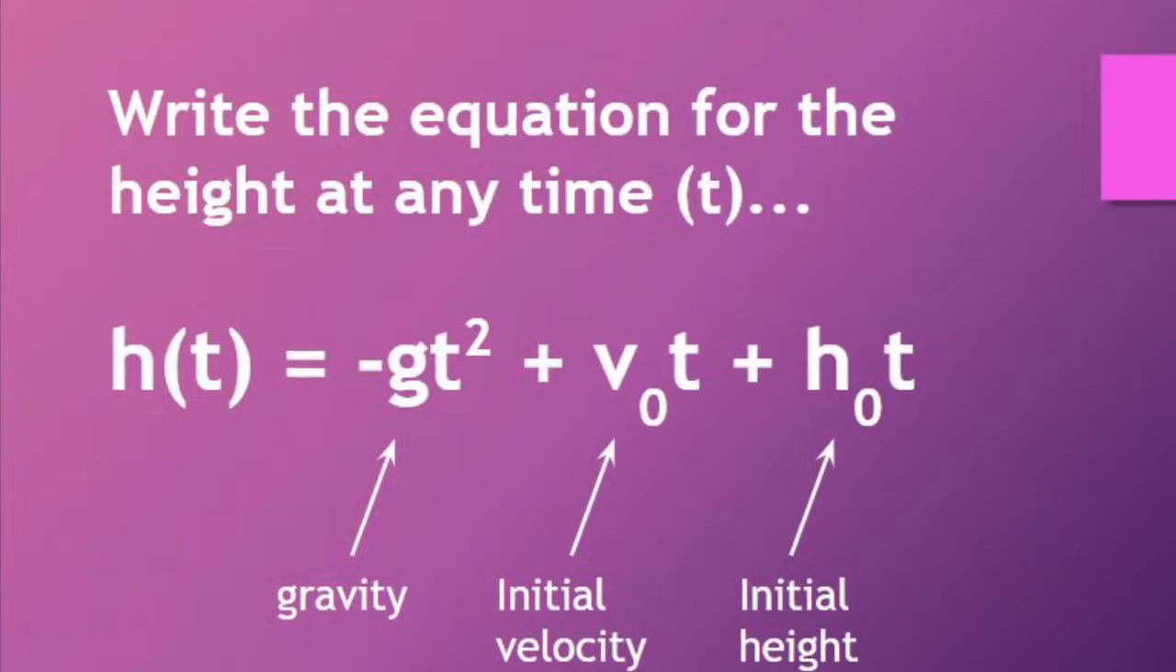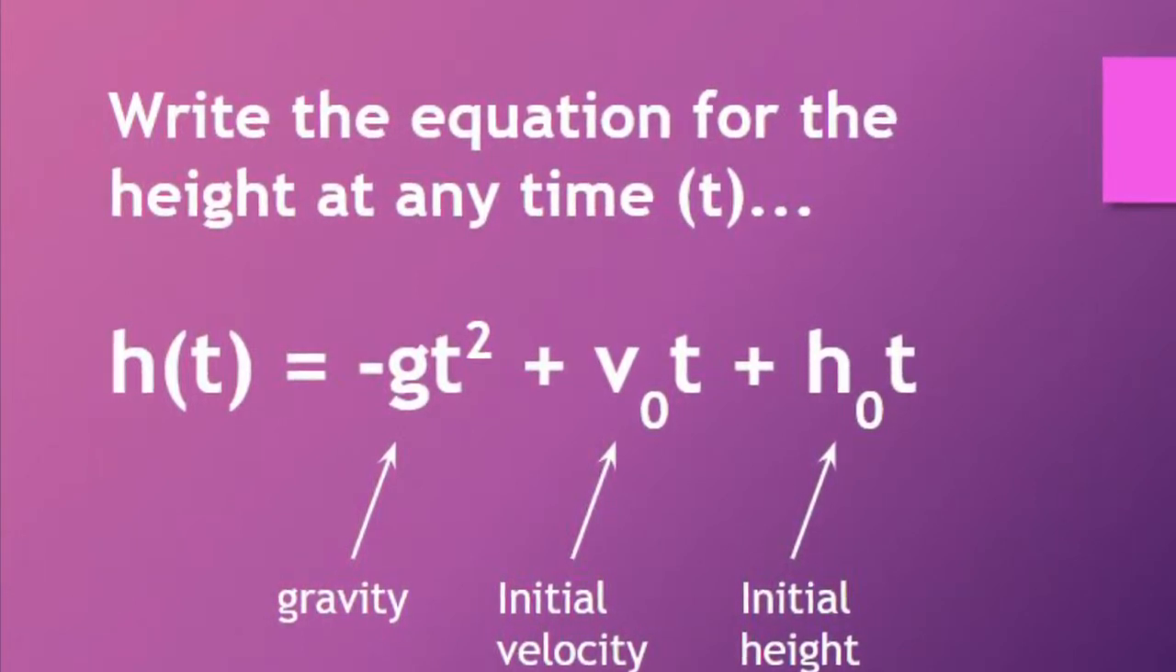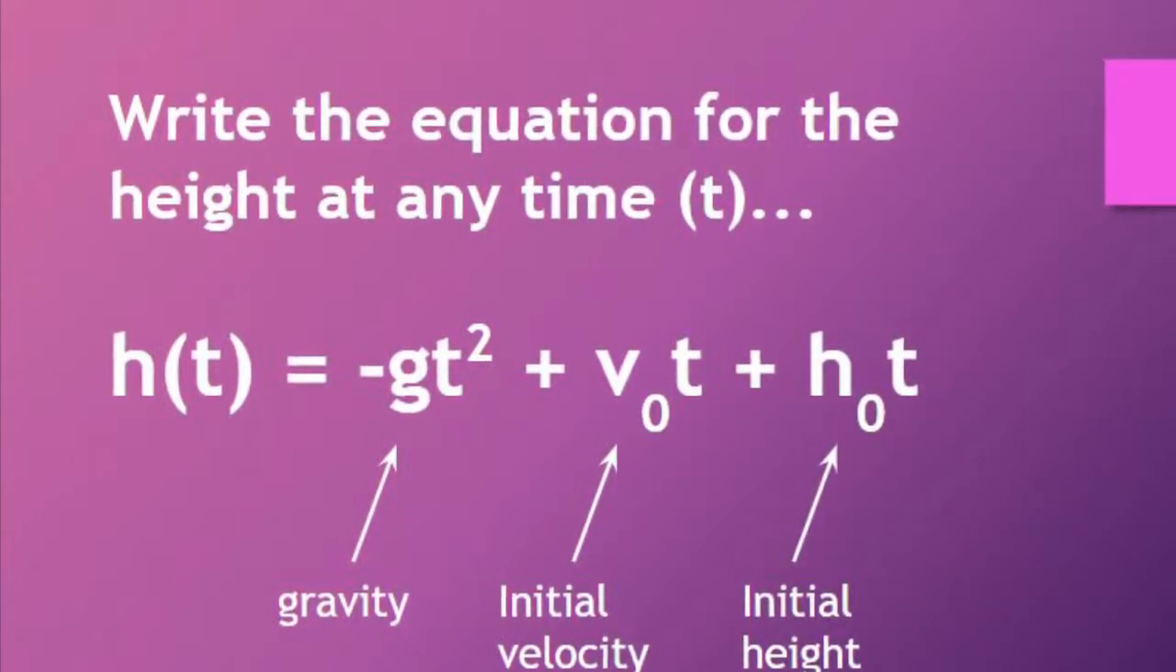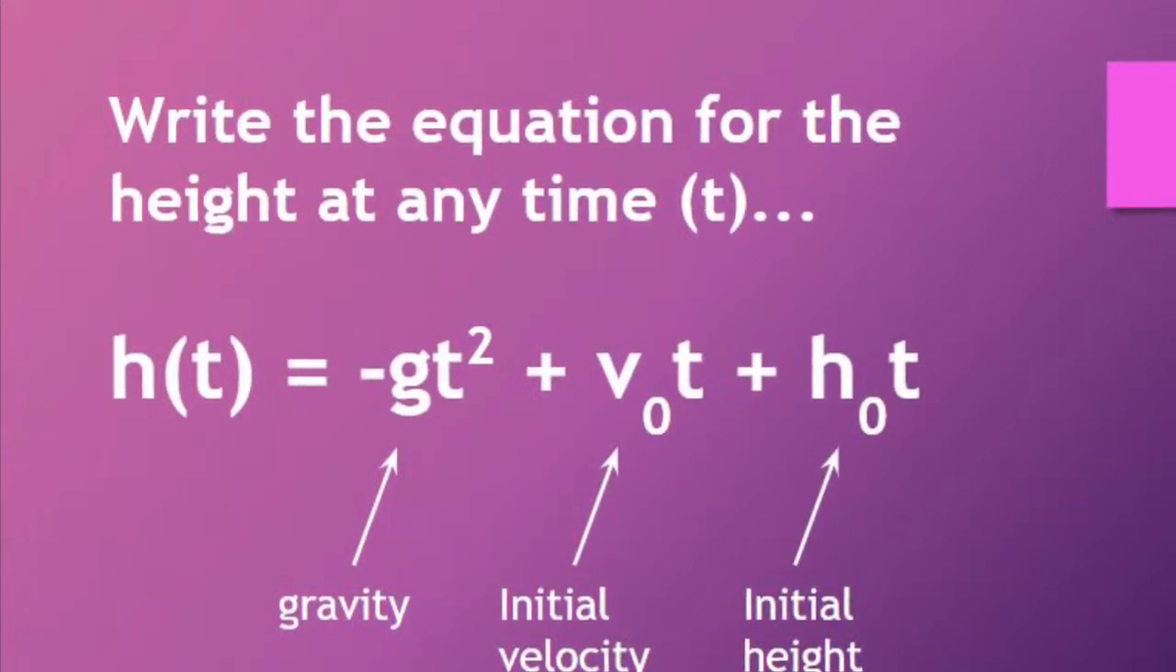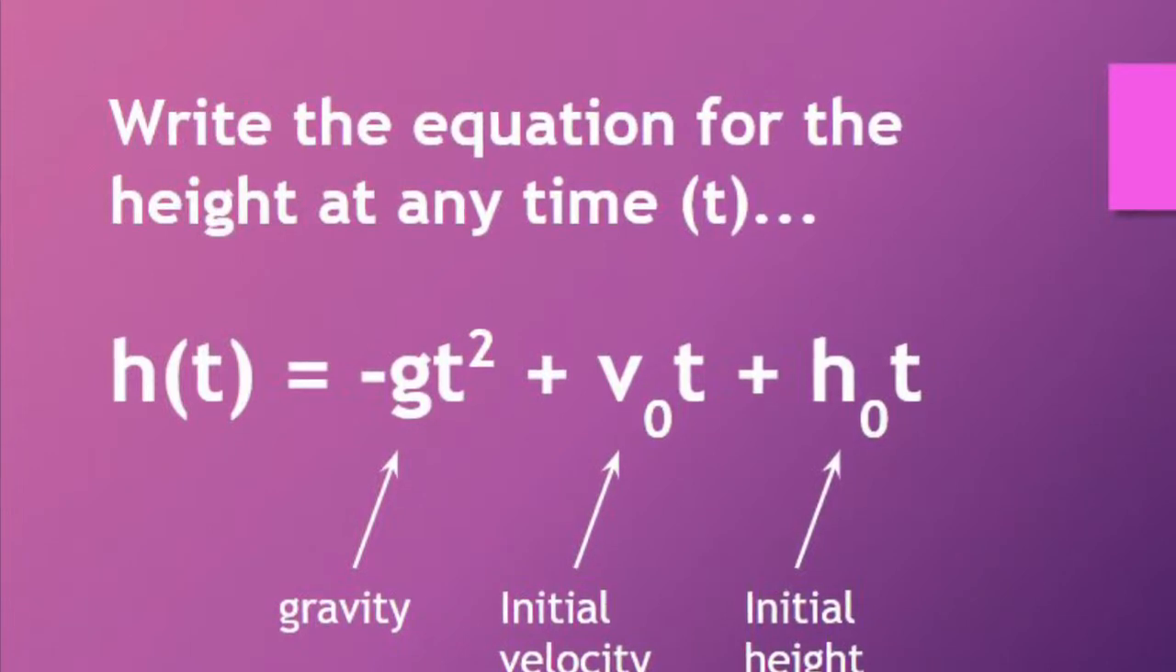And so once we know those 3 values, the gravity, the force with which it was thrown, and the height from which it was thrown, we can put in those a, b, and c values into our quadratic equation, and we have our function of the height at any time t.